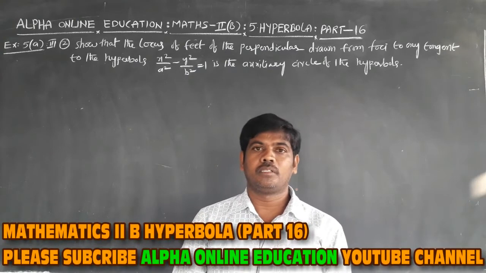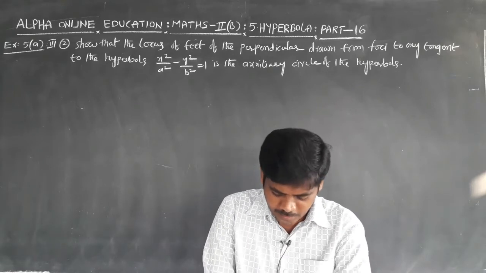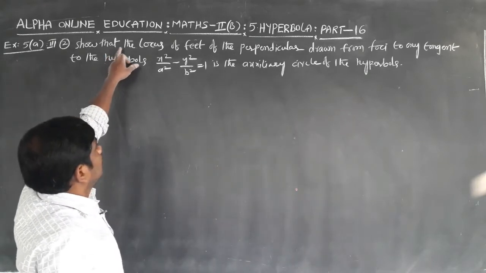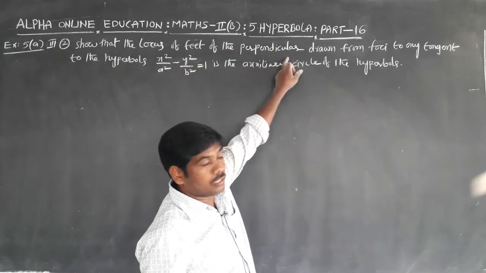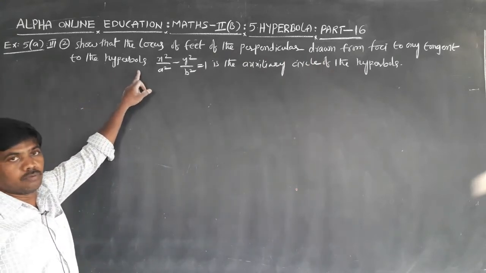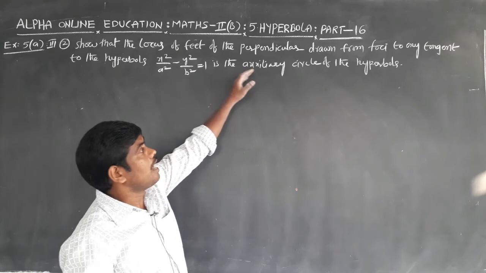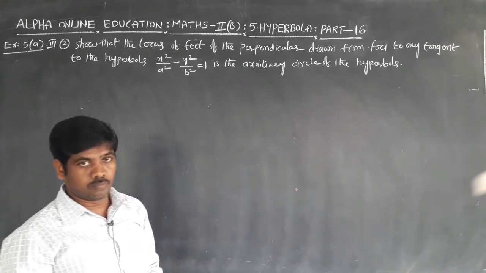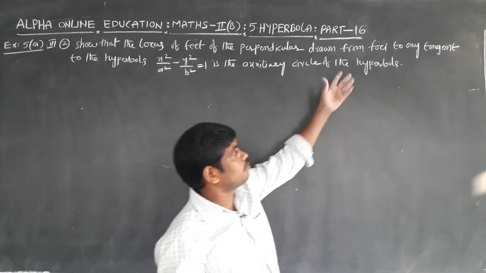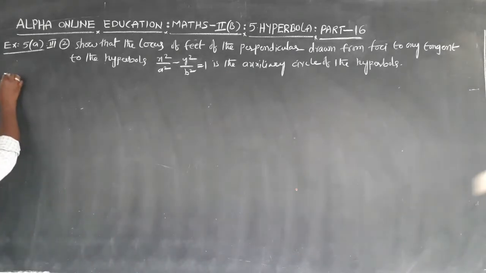Problem one, Mathematics 2B, fifth chapter, Hyperbola, Exercise 5a, third bit, second problem. Show that the locus of the foot of the perpendicular drawn from the foci to any tangent to the hyperbola x square by a square minus y square by b square equal to 1 is the auxiliary circle of the hyperbola.